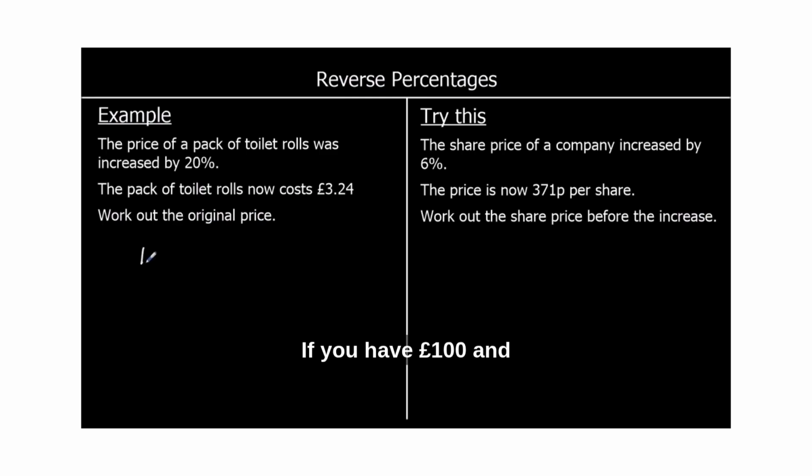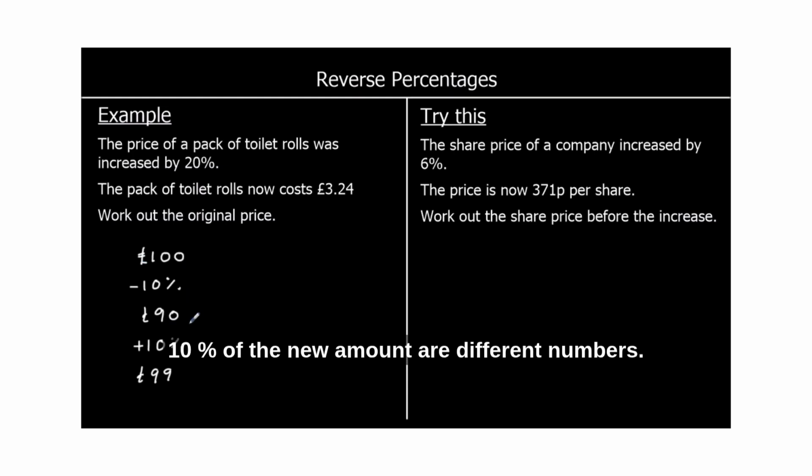So if you have £100 and you take off 10%, 10% of 100 is 10. So if I take off 10%, I'll have £90. Then if I added 10% onto 90, 10% of 90 is 9. So 90 plus 9 is £99. So this doesn't work. 10% of the original amount and 10% of the new amount are different numbers. So this is not an option.